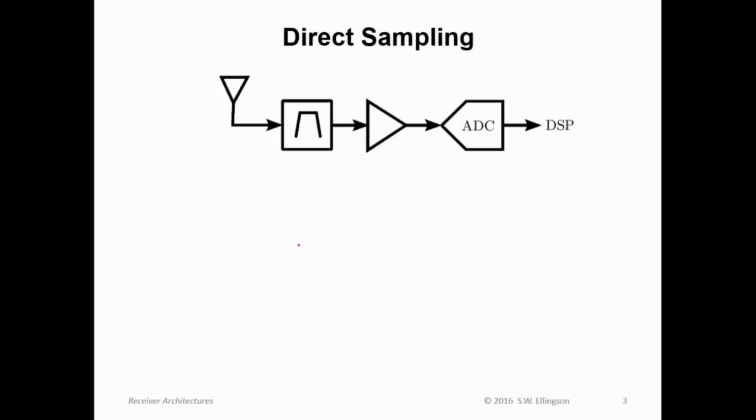So first, direct sampling. Direct sampling architecture is very simple. We have an antenna, we have some pre-selection or selectivity, we have an amplifier, that's the gain, that's that 50 to 110 dB that we typically require, and then the digitizer. And the rest is done in DSP.